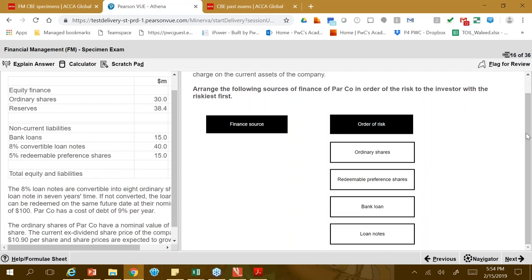So this was the risk part. Thank you for all the right answers. This was a good question, thinking about the sources of finance. Let's go to question 2.